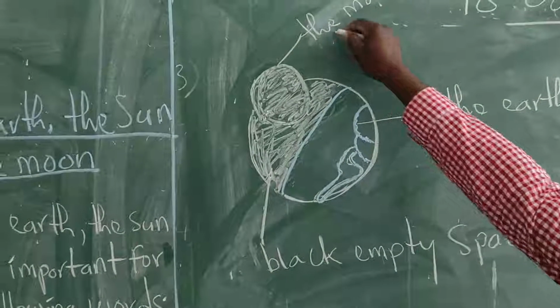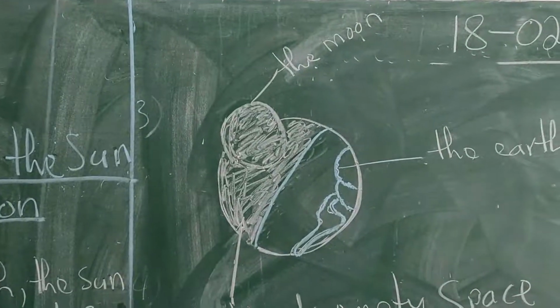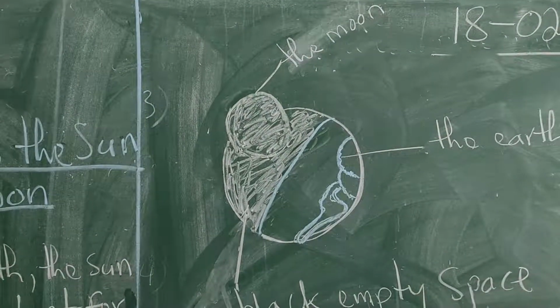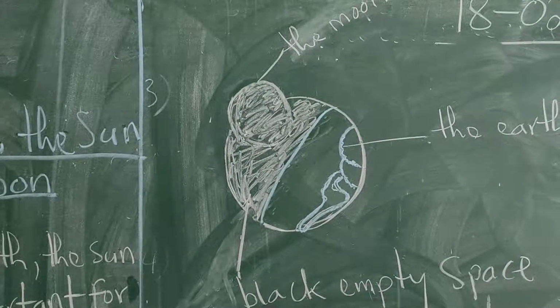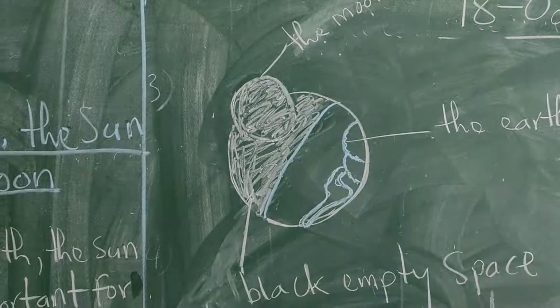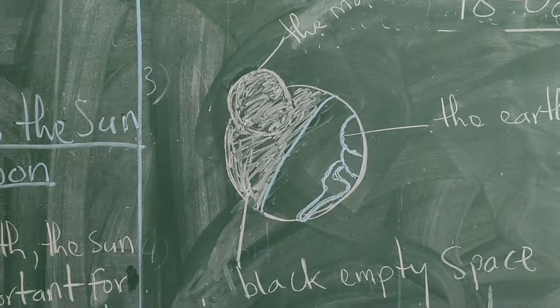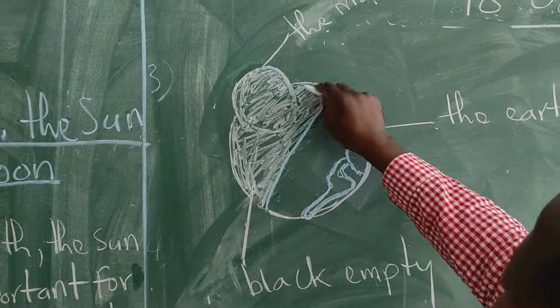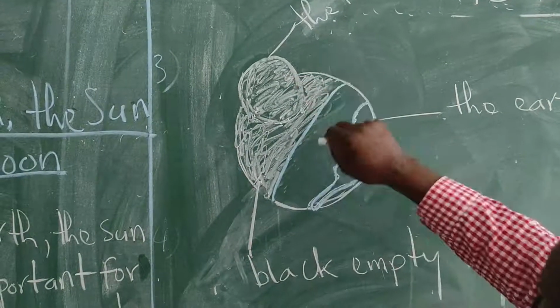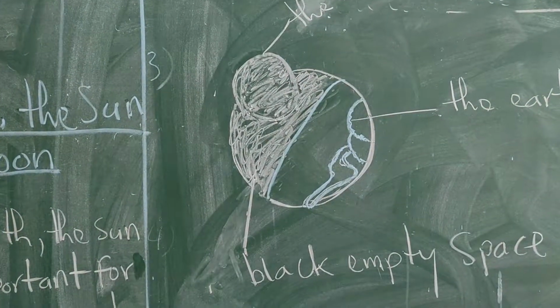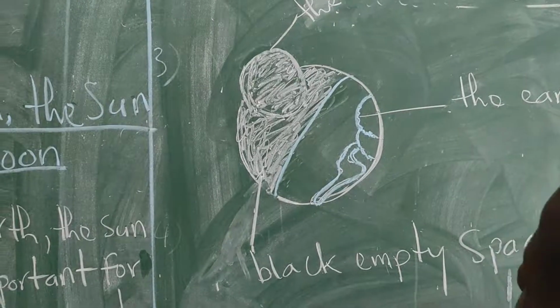Look, this is the Moon here. This is the Earth here. From the picture, it shows that the Moon is smaller than the Earth. The picture also shows that there is a black empty space between the Moon and the Earth.